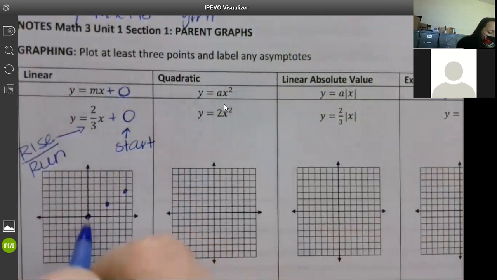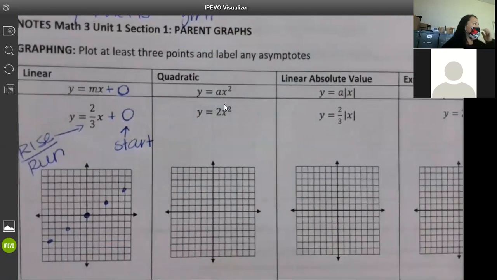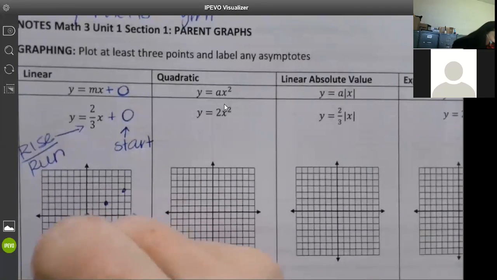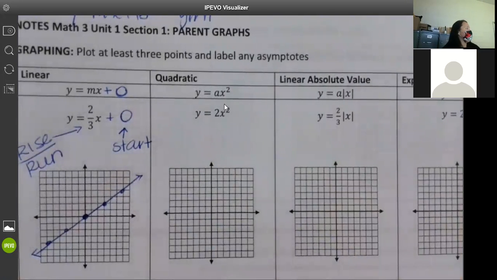And I go all the way across the graph just because I like it a little bit better instead of making something crazy. So I'm going to ask that you go all the way across the graph of these. With your quadratics and your exponential, you're probably only going to do 3. But with linear and linear absolute value, I'm going to ask that you go all the way across the graph and then connect the dots. So that's graphing linear. That's it.